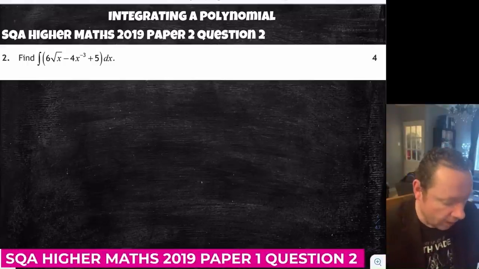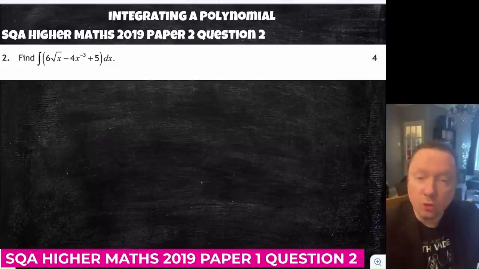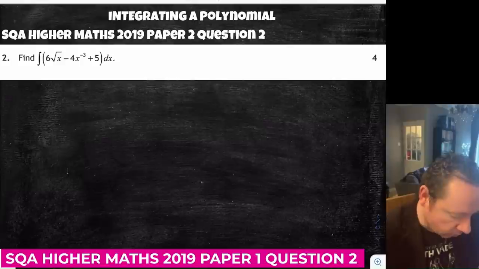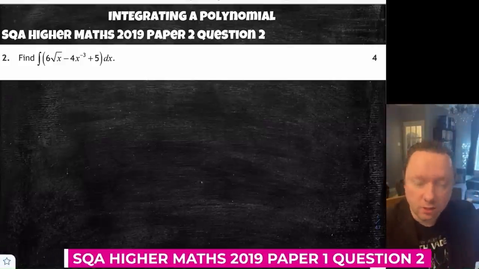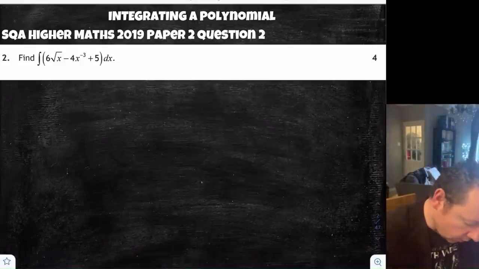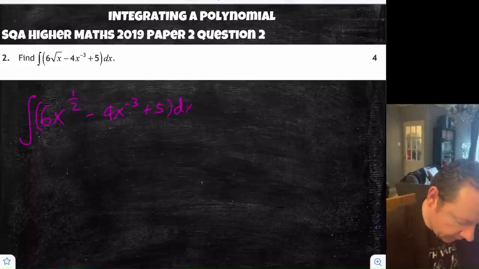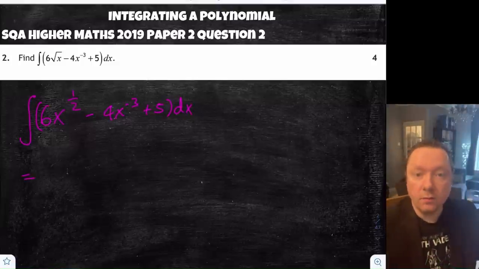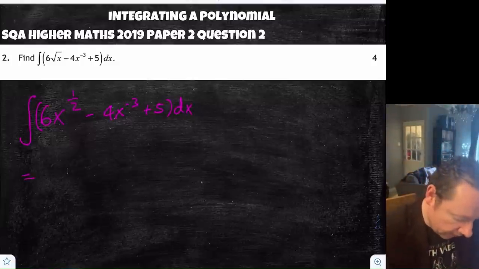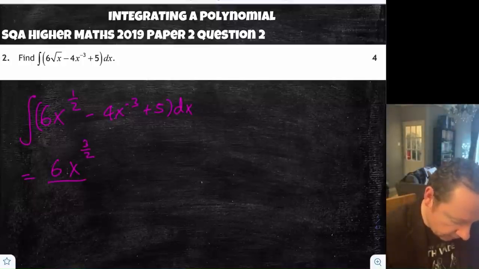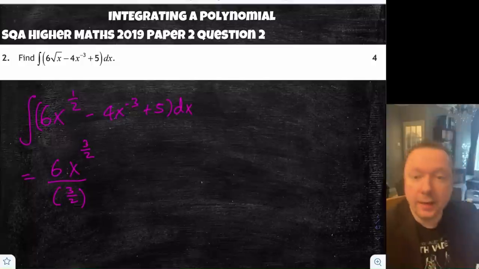Integrating a polynomial. SQA Higher Maths 2019, paper 2, question 2. Integrate this polynomial. So we need to get it ready to integrate, just like with differentiation. So I'm going to change that to the integral of 6x to the half minus 4x to the minus 3 plus 5. And then we can integrate because we add 1 to the power and divide by the new power. So that gives me x to the 3 halves, still times 6, but that's divided by 3 halves. We'll deal with that later.